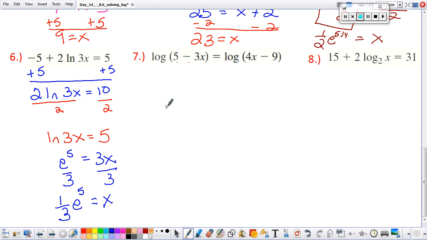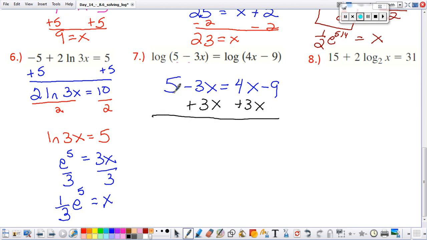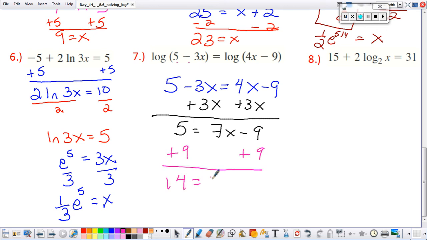Now for 7, this one should have been very quick. Because both sides have a log of base 10, we can set the arguments equal to each other. And now let's solve for x. I'm going to add 3x. I'm going to add the 9. Divide by 7. And 2 is your answer, but did you check it?